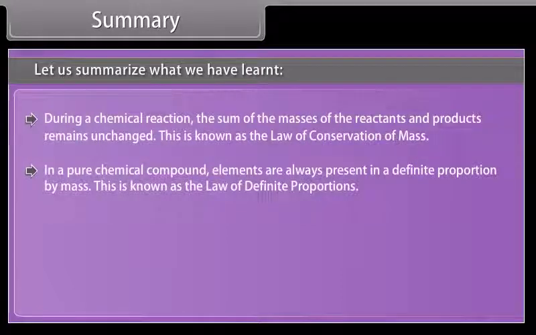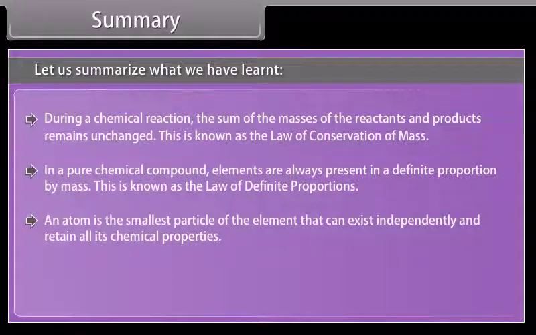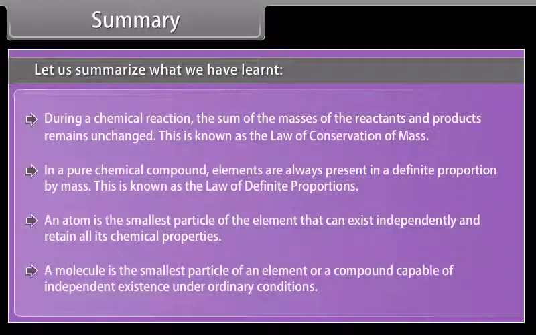In a pure chemical compound, elements are always present in a definite proportion by mass. This is known as the law of definite proportions. An atom is the smallest particle of the element that can exist independently and retain all its chemical properties. A molecule is the smallest particle of an element or a compound capable of independent existence under ordinary conditions.